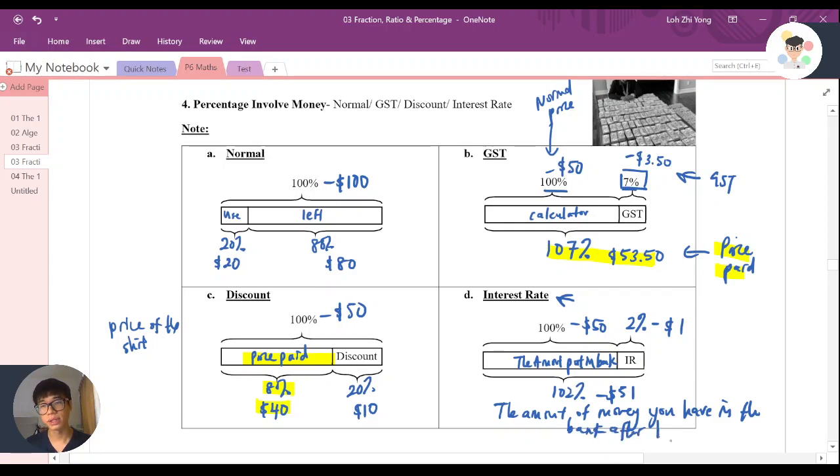after 1 year. Again, let me explain again one more time. This is the amount of money you put in the bank. We call it as 100%, and this is $50. And because the bank promised you they will give you interest rate after 1 year, which is 2%, and I know that 2% of $50 is $1. And this gives you that, oh, after 1 year, the money you have in the bank will be 102%, which is $51. Okay, this is interest rate.